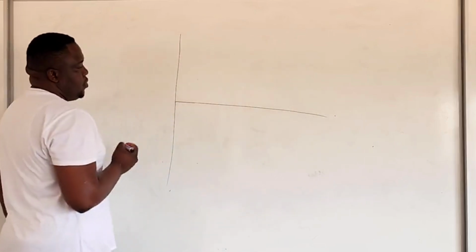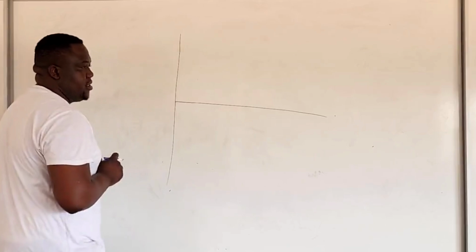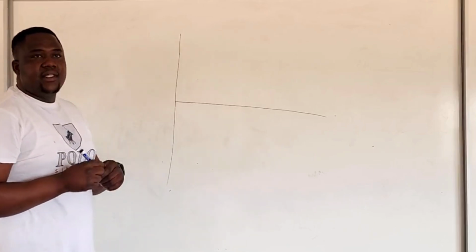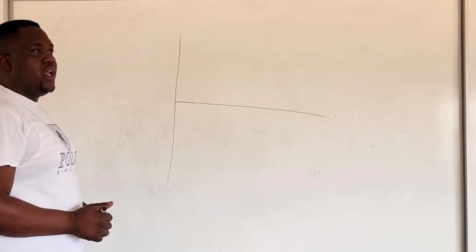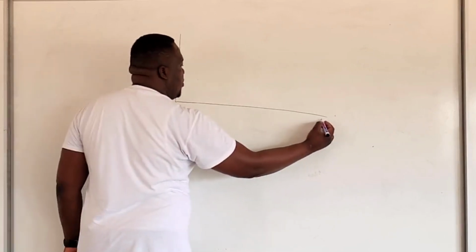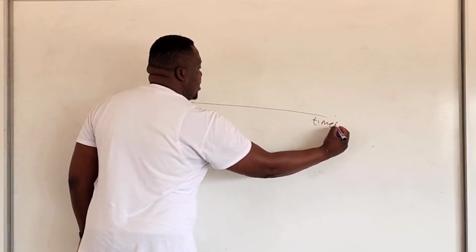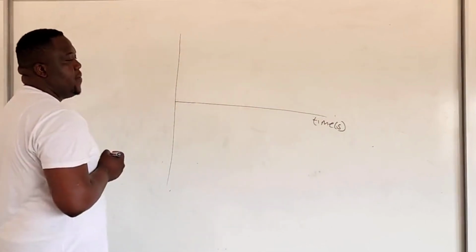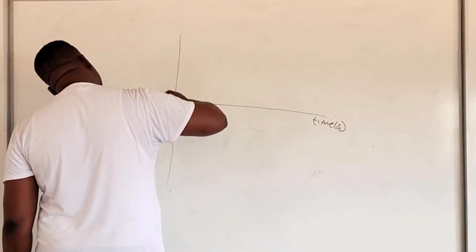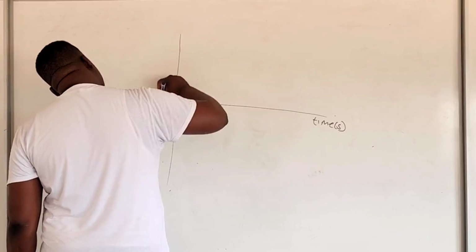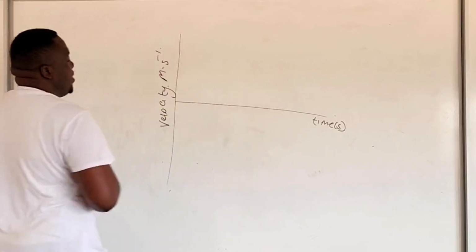Then we have the y-axis and the x-axis. We know that time is an independent variable. Time does not depend on anything, so time is going to be plotted on the x-axis, and it is in seconds. Then on the y-axis we have the dependent variable, which is the velocity, and it is in meters per second.